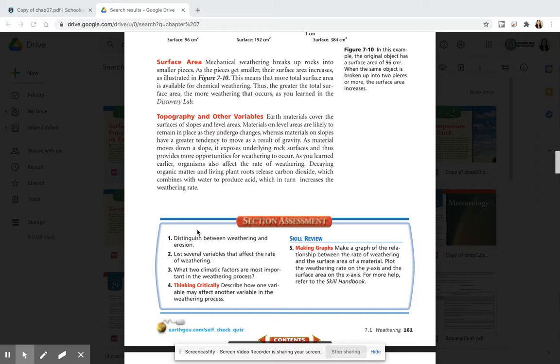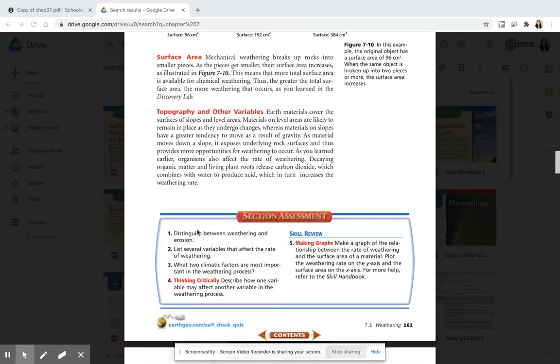Topography and other variables. Earth's materials cover the surface of slopes and level areas. Materials on level areas are likely to remain in place as they undergo changes. Materials on slopes have a greater tendency to move as a result of gravity. As material moves down a slope, it exposes underlying rock surfaces and thus provides more opportunities for weathering to occur. As you learned earlier, organisms also affect the rate of weathering. Decaying organic matter and living plant roots release carbon dioxide, which combines with water to produce acid, which in turn increases the weathering rate.